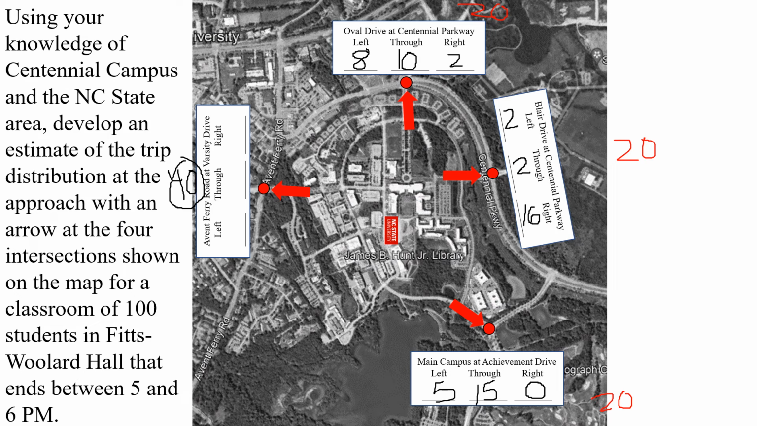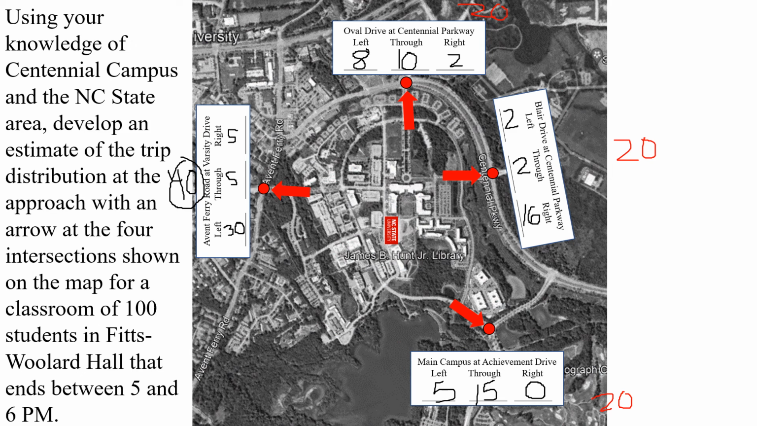And then our largest approach from my estimation, coming out at Avent Ferry Road, I think the vast majority are going to go left. So I'm going to put 30% going left, 5% through, and 5% right.